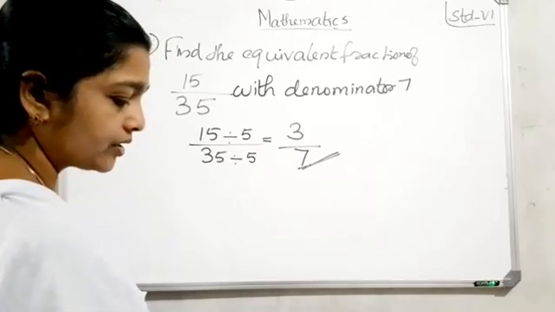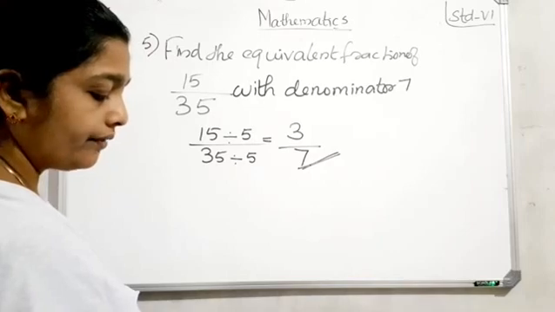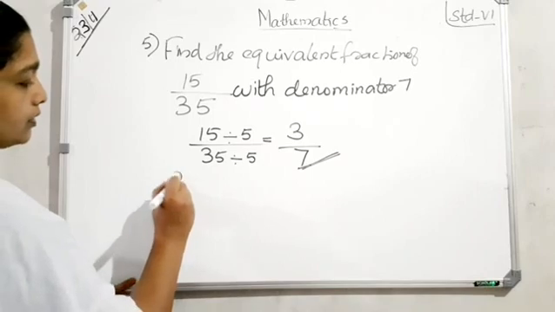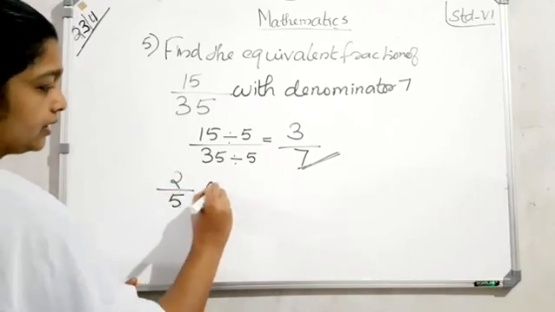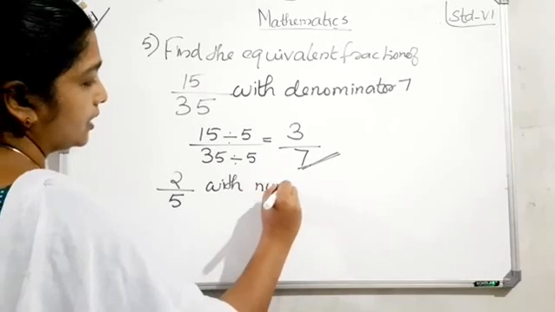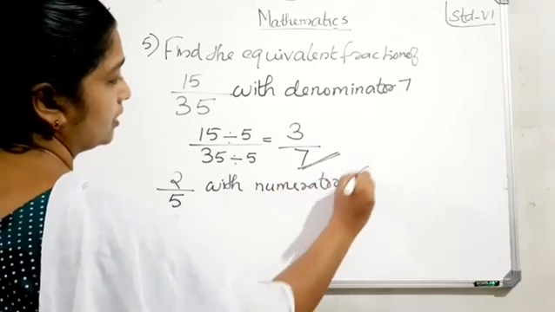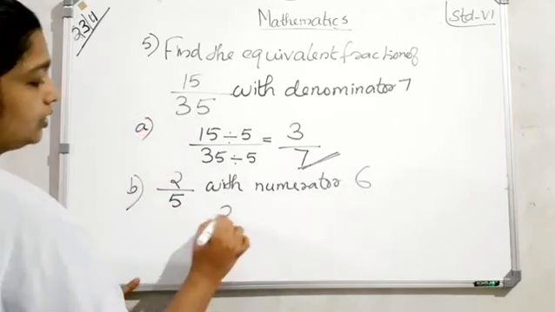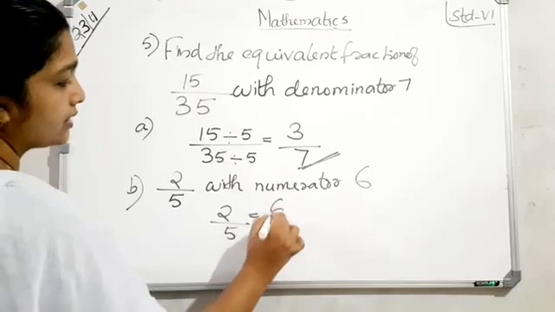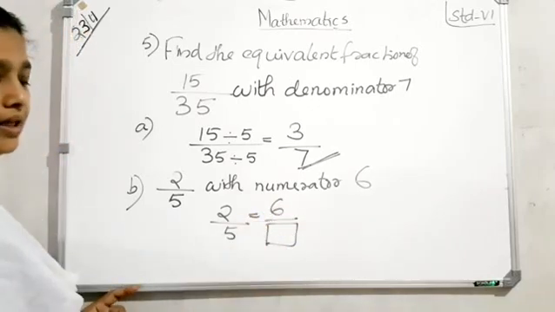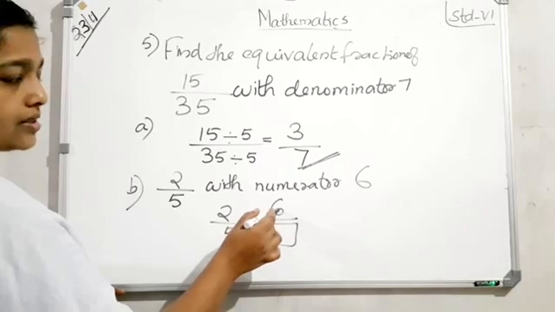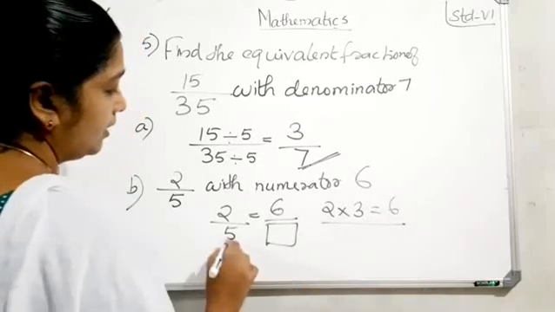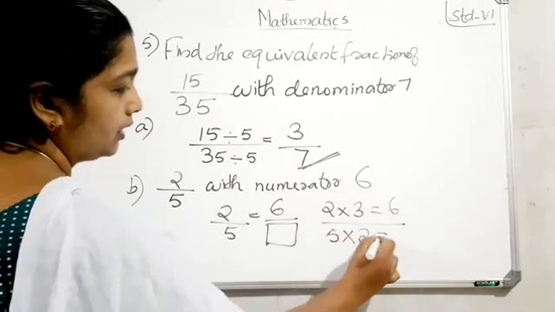Find the equivalent fractions of 2 by 5 with the numerator 6. How can we do it? Say 2 by 5 with the numerator 6. What do we want to find here? 2 into dash equals 6. 2 into 3 equals 6. That is 5 into 2 equals 10. Understand?